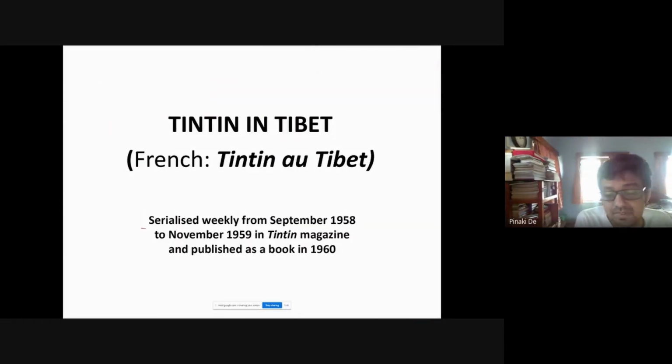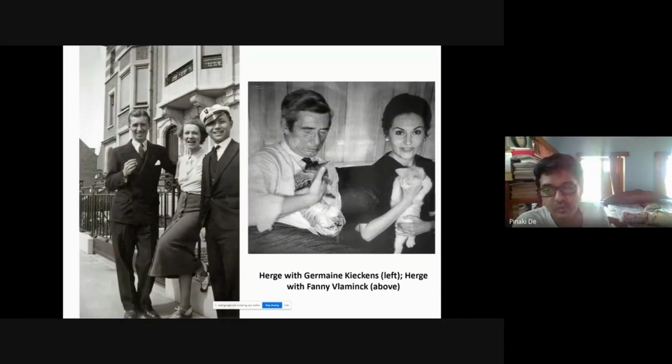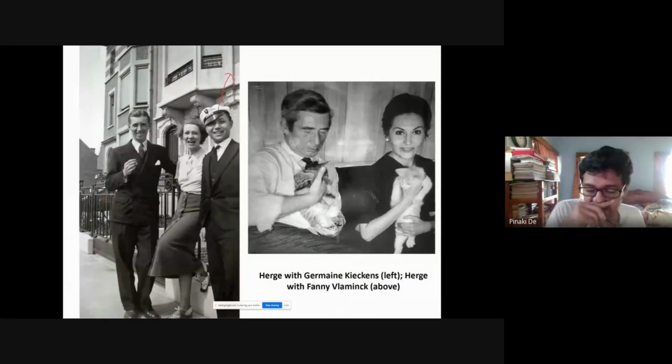So Tintin in Tibet was serialized from 1958 to November 1959, and this is a time when Hergé is actually going through a personal crisis. Let me explain this in detail. So Hergé was married. Now it's a spicy story, but I have to tell it. So this is Chang. Can you see? This is Zhang Chongren, on whose character Chang is based.